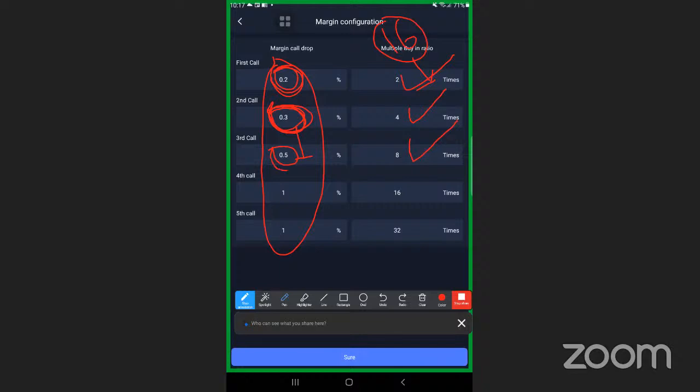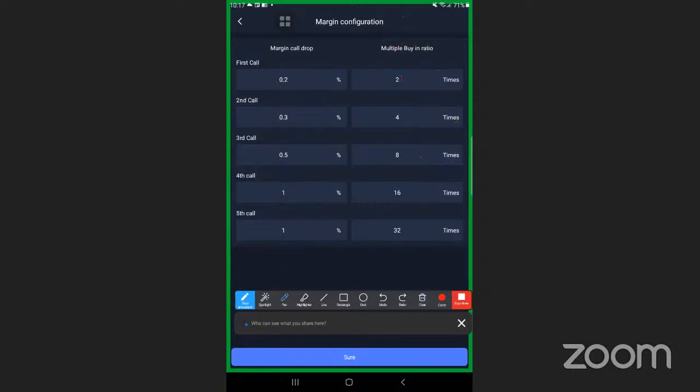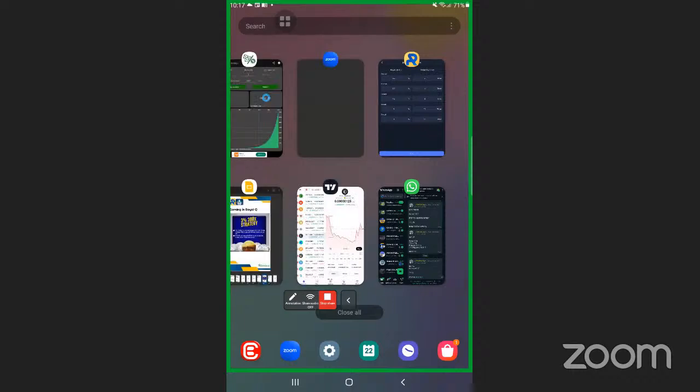From where it entered to buy margin call number 3, the price falls again by 1%. The robot buys margin call number 4. Are we together, ladies and gentlemen, on the call drop? On the call drop, I haven't explained the multiple buy-in ratio, but I'm focusing on the drop, how the robot buys on the drop. Is that clear, ladies and gentlemen?